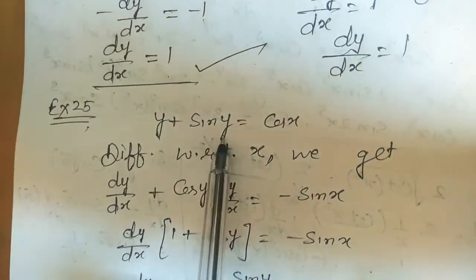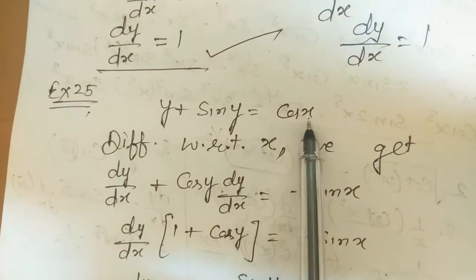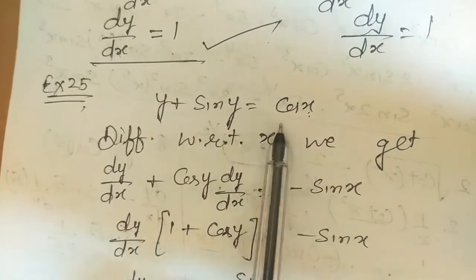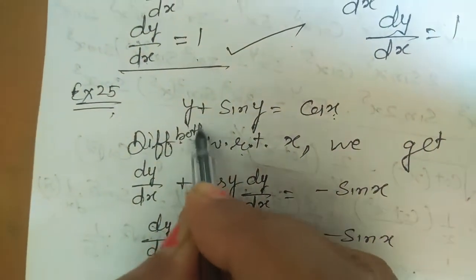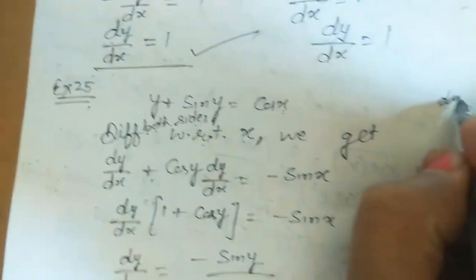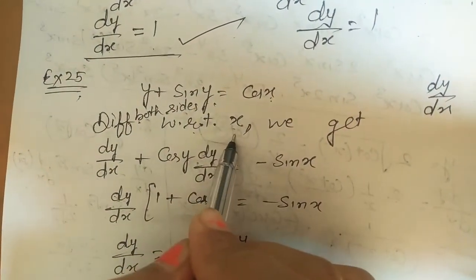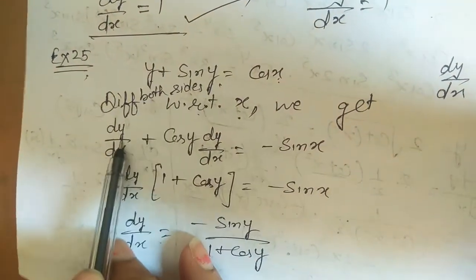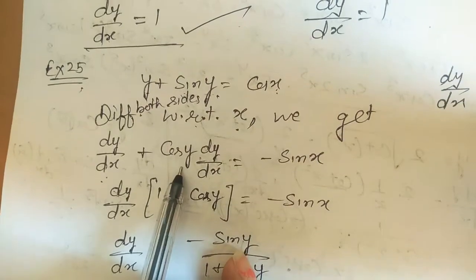y plus sine y is equal to cos x. If we want to find the derivative of this, we will take differentiation on both sides, differentiating both sides with respect to x, because we want to find dy by dx. So what is the derivative of y with respect to x? dy by dx. Then the derivative of sine y with respect to x.